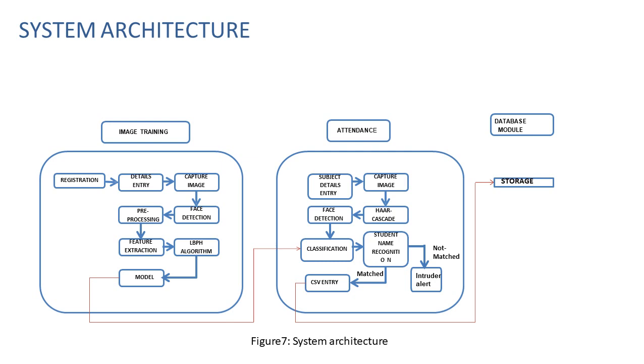For the attendance part, first we'll have to put the details of the subject, and after that the system will start capturing the image. Using Haar cascade it will perform face detection and then classify it. Then from the model we will classify and match with it. If it is matched, then it will go to the CSV entry and get stored, and if it is not matched, an intruder alert system will start.